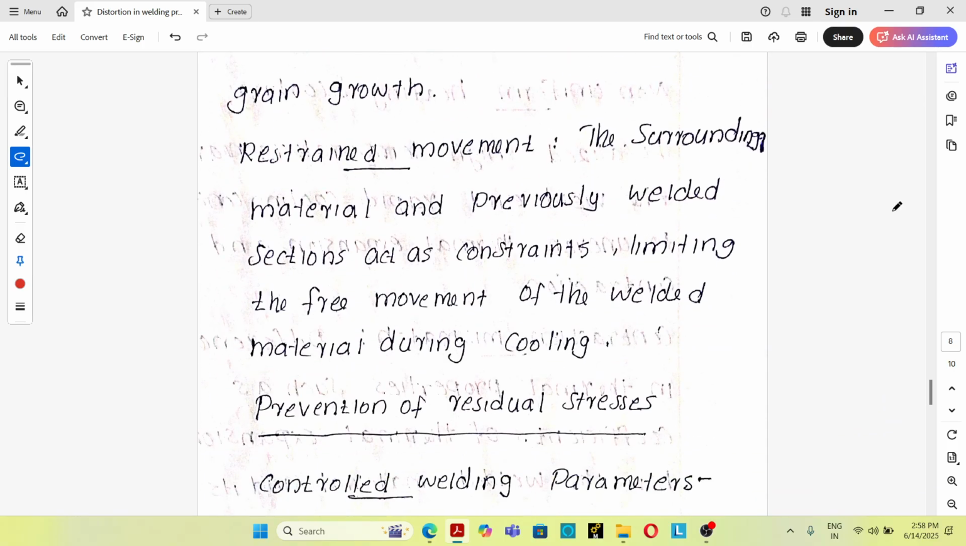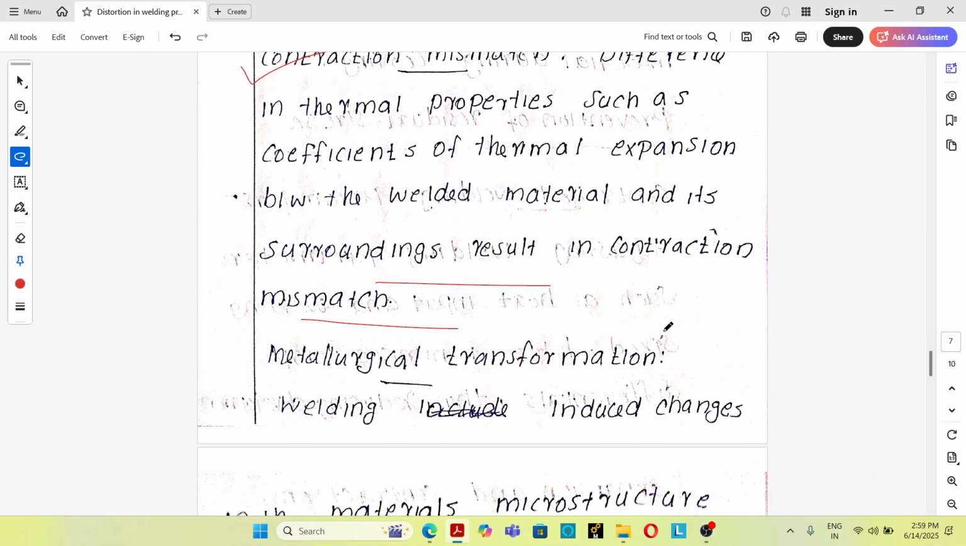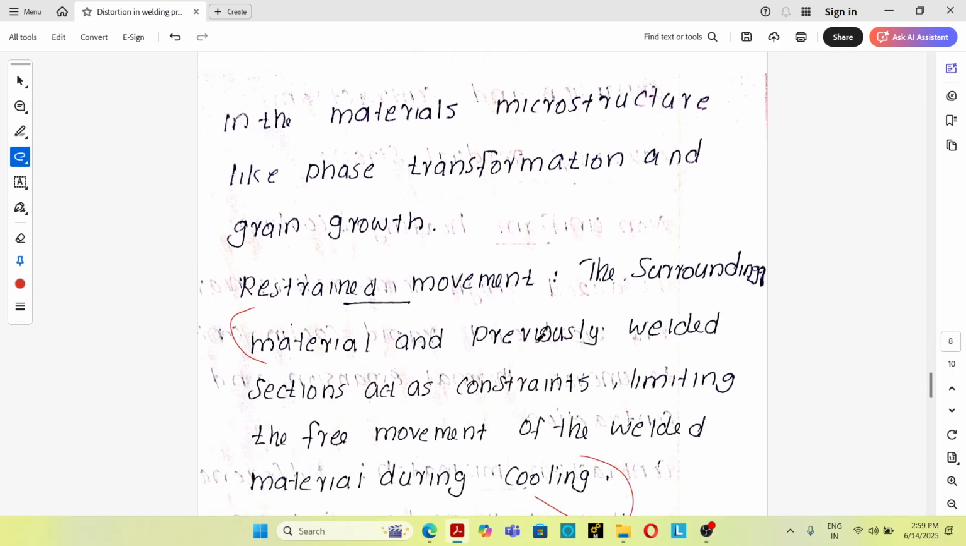Then restrained movements. The surrounding material and previously welded section act as a constraints, limiting the free movement of the welded material during cooling. So restrained movements means if there is any other welded joints near, that will prevent the movement of that part. So during welding, it will not have the capability to move during solidification or cooling stage. That will create residual stress. So these are the reason for creating residual stresses. Once more, non-uniform heating and cooling, contraction mismatch, metallurgical transformation, restrained movements.